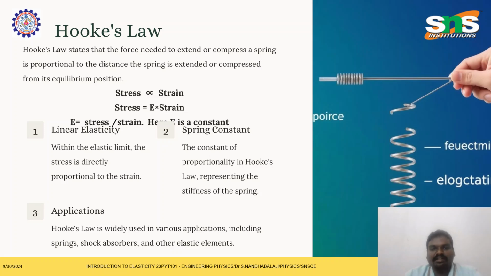So we have a constant, the elastic constant E. Stress is equal to E into strain, so the elastic constant is stress by strain. Hooke's law is defined by two different constants. One is linear elasticity: within the elastic limit, the stress is directly proportional to the strain. The other is the spring constant, the constant of proportionality in Hooke's law representing the stiffness of the spring.